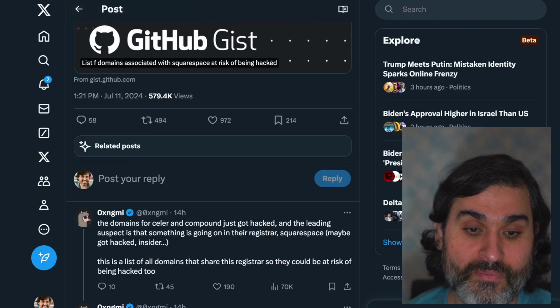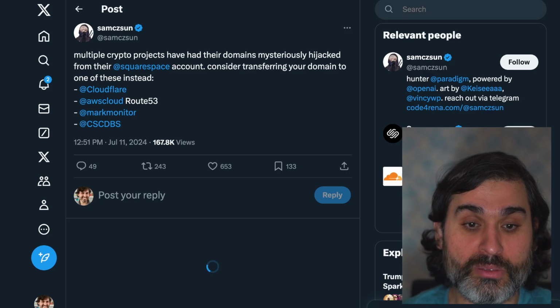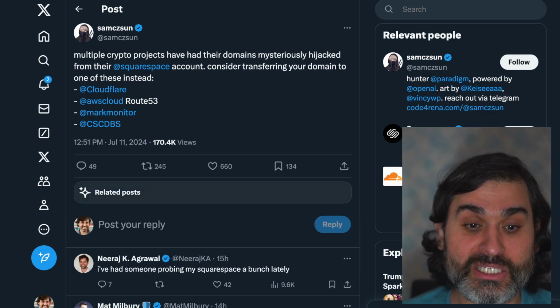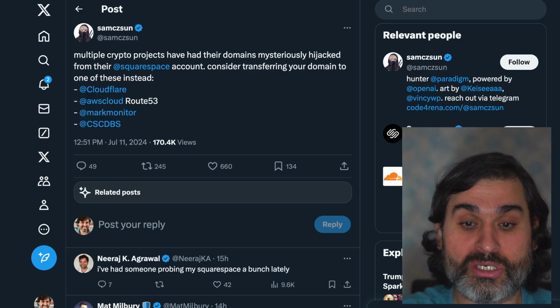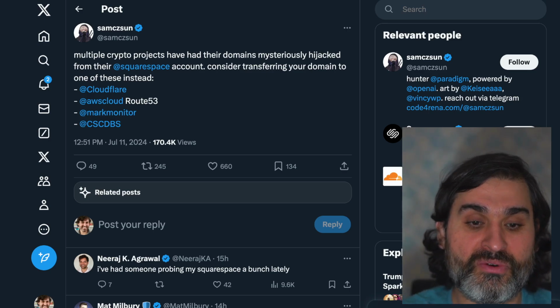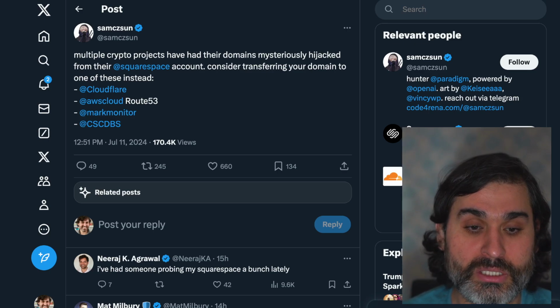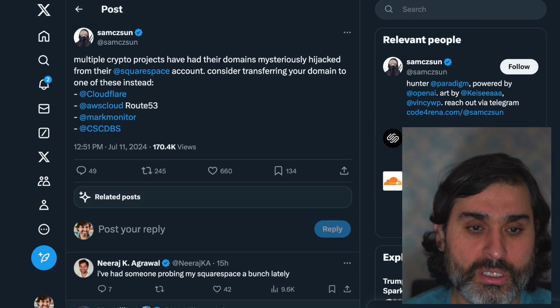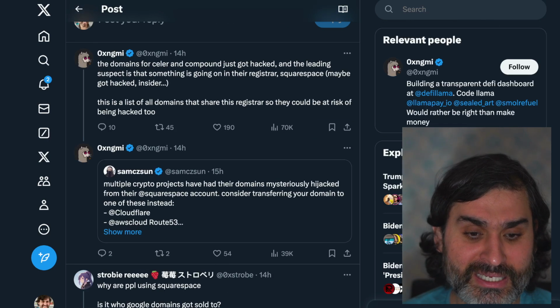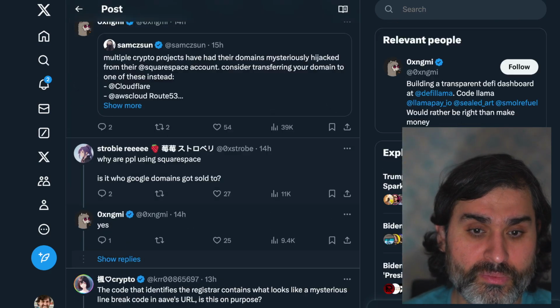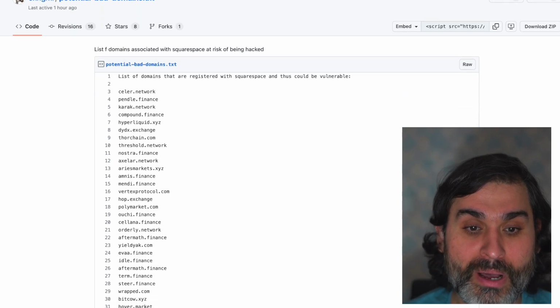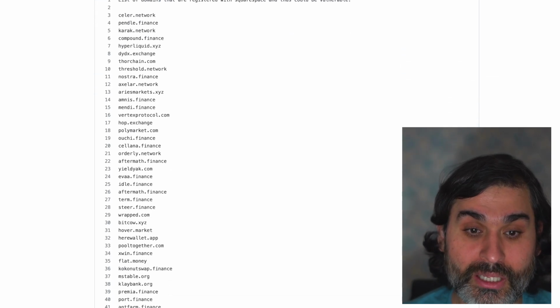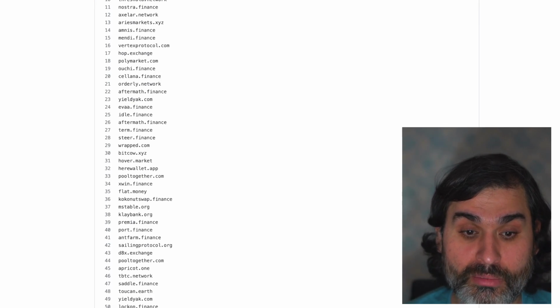So it looks like here Sam says that multiple crypto projects had their domains mysteriously hijacked from their Squarespace account. Consider transferring your domain to one of these instead. And there's Cloudflare, Amazon, MarkMonitor, and CSC DBS. I had the full list of companies that had their front ends hacked, but I can't see it right now. But here you can just have a look. And so there's Celer Network, Pendle Finance, Karak, Compound, Hyperliquid, dYdX, Lawchain, Threshold, Nostra, and a whole bunch of others. And some of these are quite well known teams and projects.